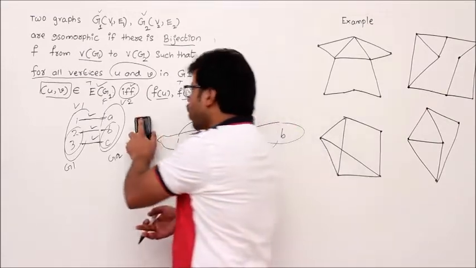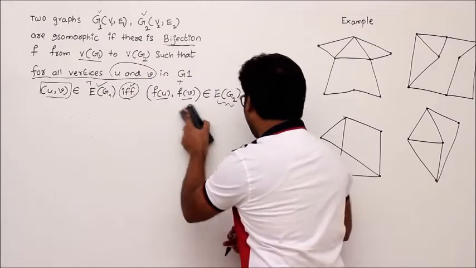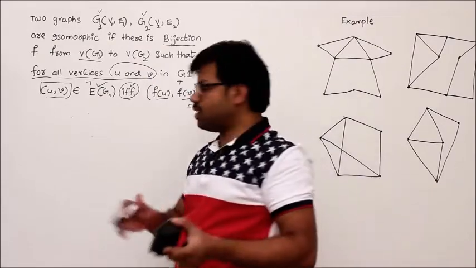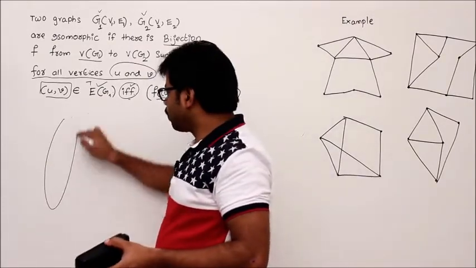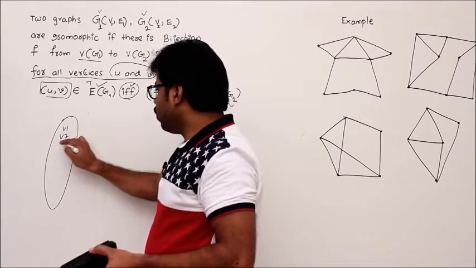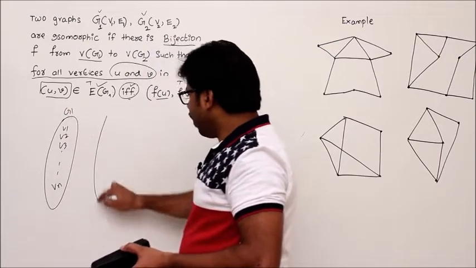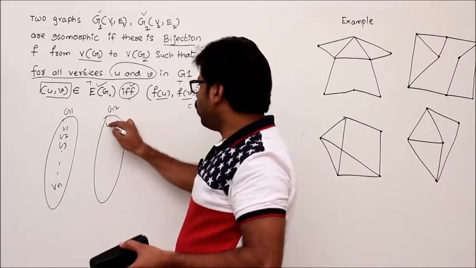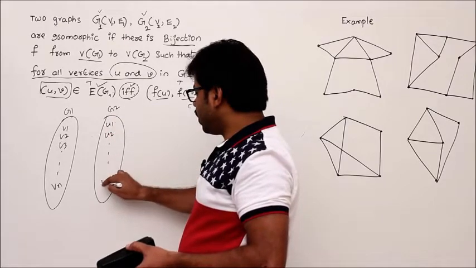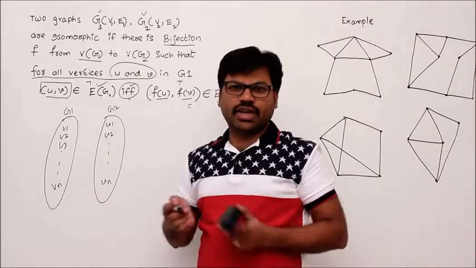I will tell you why isomorphism is a difficult problem. Let's say you don't have any clue how to map the elements. Let's see this scenario. Example: you have n vertices v1, v2, v3, and so on up to vn in graph number 1. In graph number 2 you have u1, u2, let's say up to un vertices. If the number of vertices is equal, then only we can have a bijection.